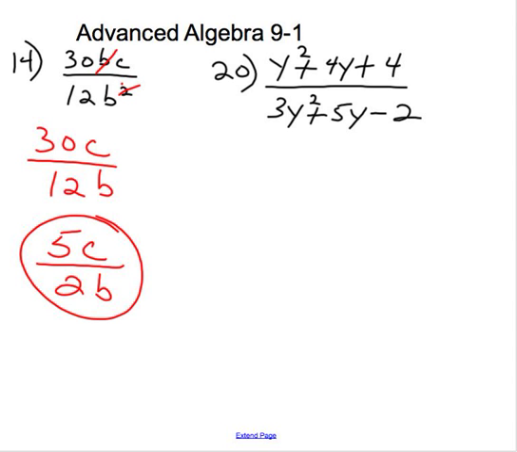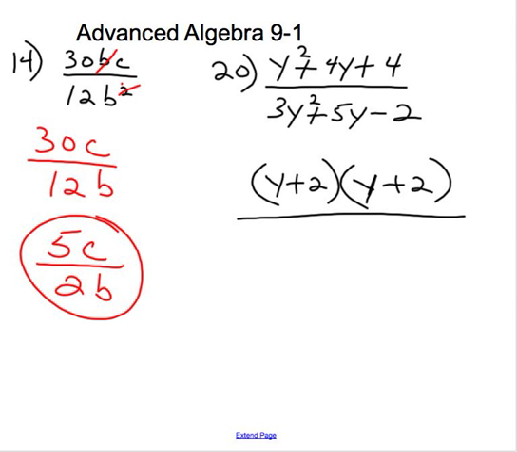Number 20, same directions, but I have a polynomial instead of monomials. When that happens, I see if they are factorable. Is my numerator y squared plus 4y plus 4 factorable? The answer is yes. I'm able to break that into 2 parentheses: the quantity y plus 2 times the quantity y plus 2.